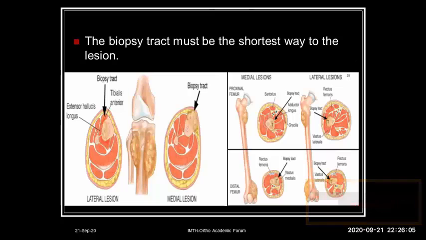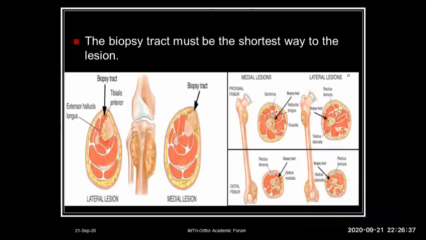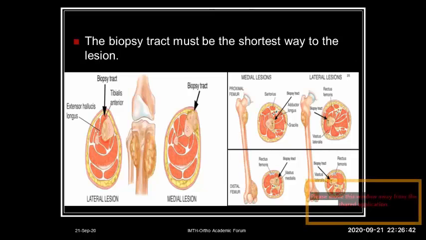And if you look at those pictures, the biopsy tract must be the shortest way to the lesion. Look here at the proximal tibia on the left side, and the shortest tract is on the medial side, biopsy taken from the subcutaneous tissue immediately directing to the bone. So that is the shortest tract. You are not allowed to go from the long tract, because if you do that, maybe you are going to contaminate that tract.